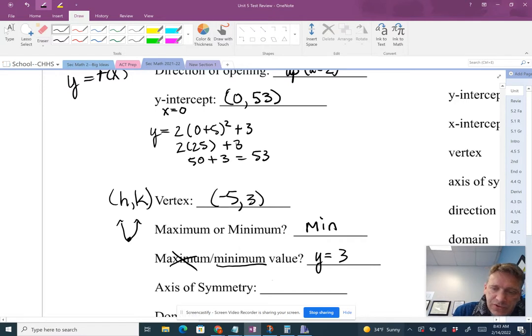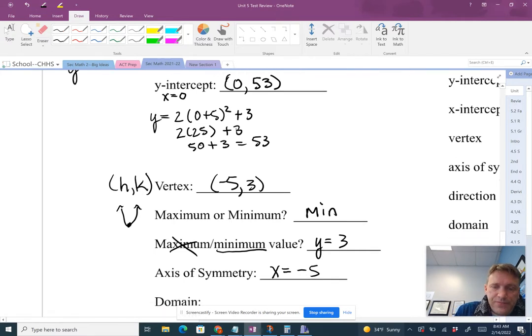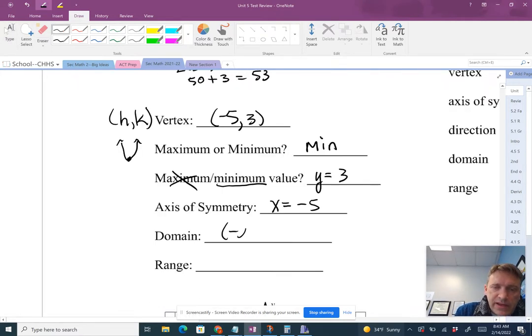The axis of symmetry, x equals negative 5. The domain goes from negative infinity to positive infinity. The range, the lowest point is 3, so we go from 3 all the way up to positive infinity.